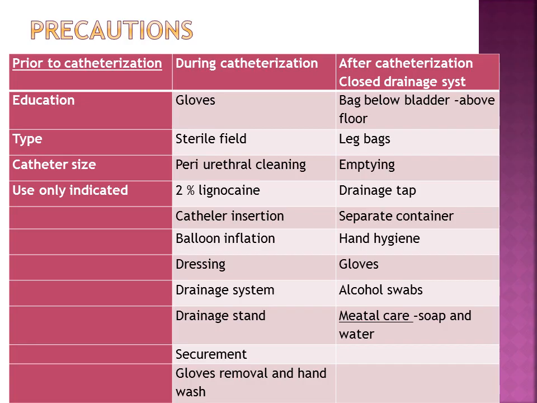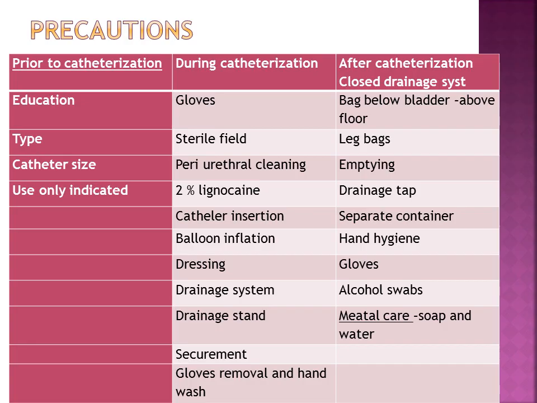So before catheterization, the person should have knowledge about the catheter type and size to be used, and it should be used only where indicated. Then during catheterization, hand hygiene and then gloves used. Then a sterile catheter should be used. Periurethral cleaning should be done with proper aseptic precautions. Then catheter insertion should be done with 2% lignocaine. Then balloon inflation should be done and it is secured properly. Then gloves removed and hand wash done.